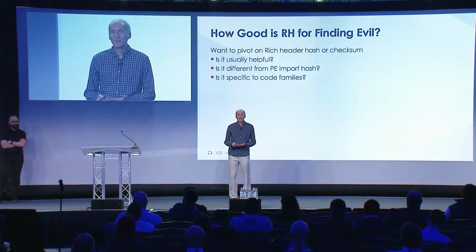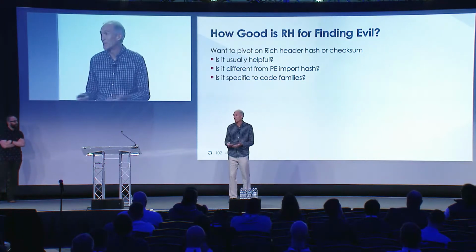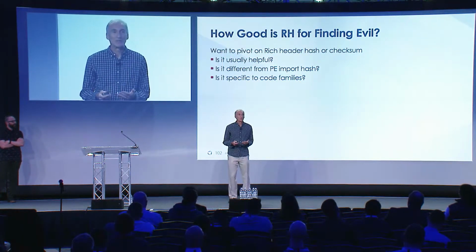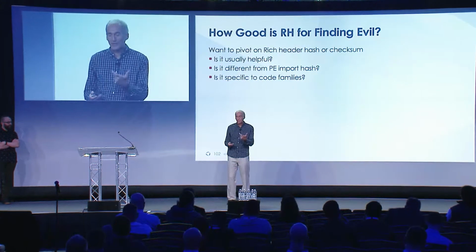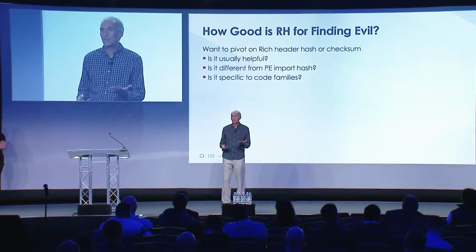So the main question I want to answer is: is the rich header worth our time for finding evil? Typically what you want to do, I've got a new sample, it has a rich header. Can I find other samples of that same rich header, and do I learn anything by pivoting on that? I'm going to answer that question on this large scale.